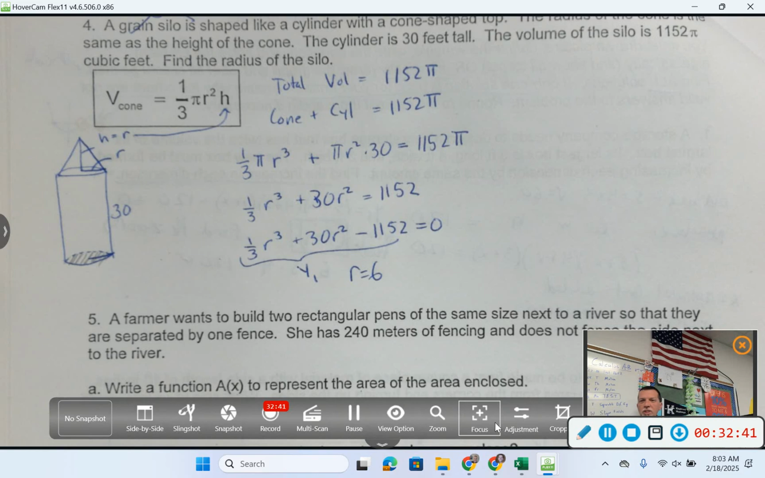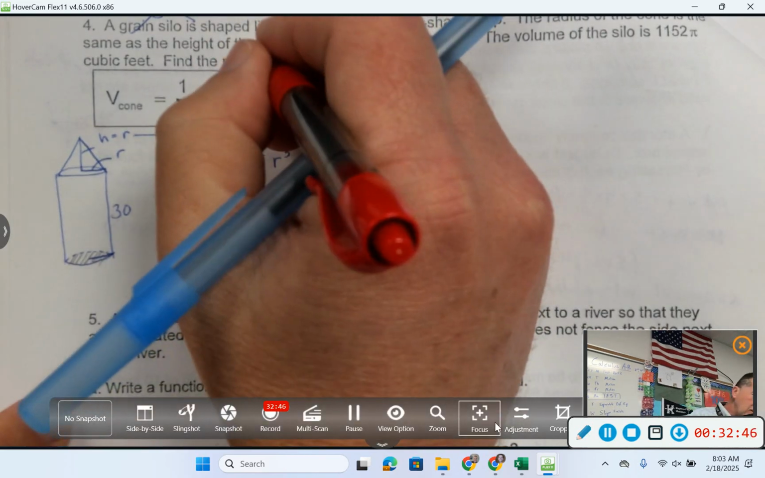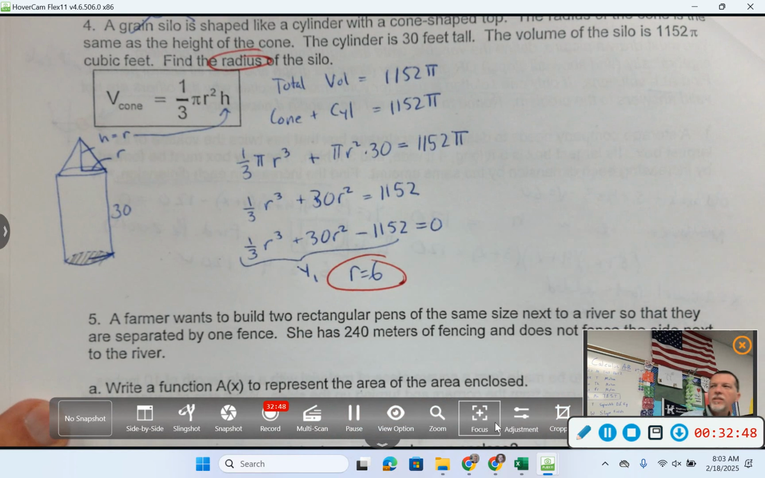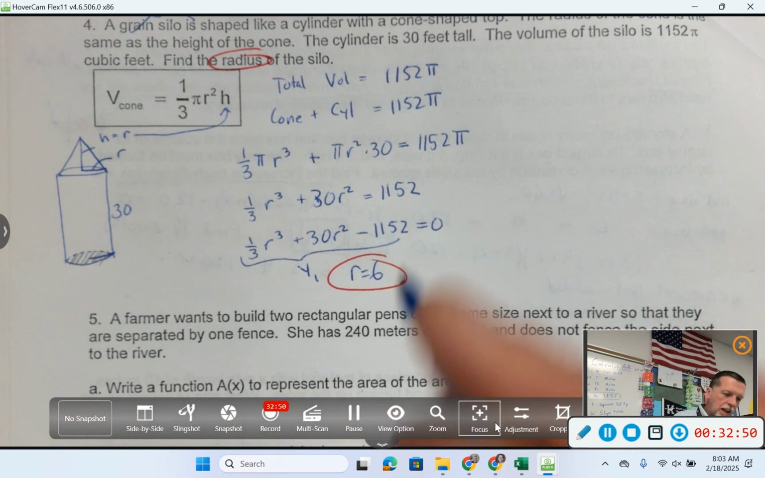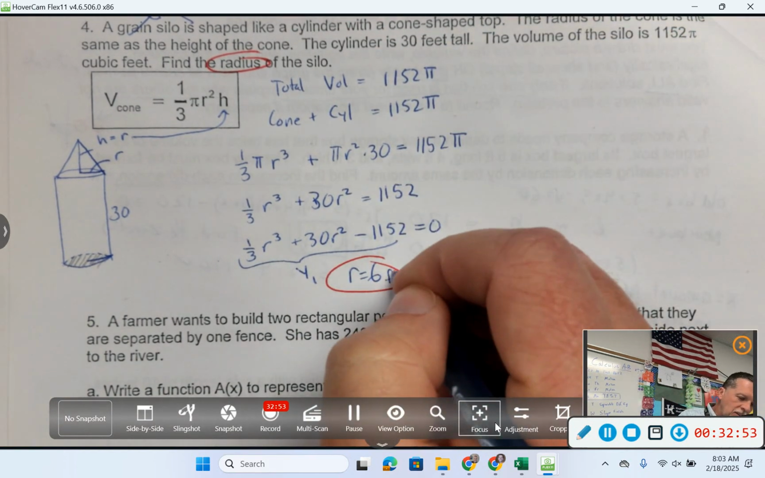Now, is that what the question was asking, though? Because maybe it was asking for volume or... Yep, find the radius of the silo. So we found it. And I guess let's put the units on that. 6 feet.